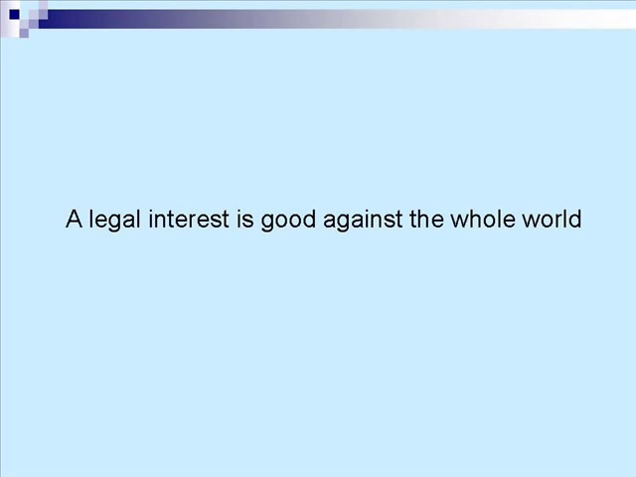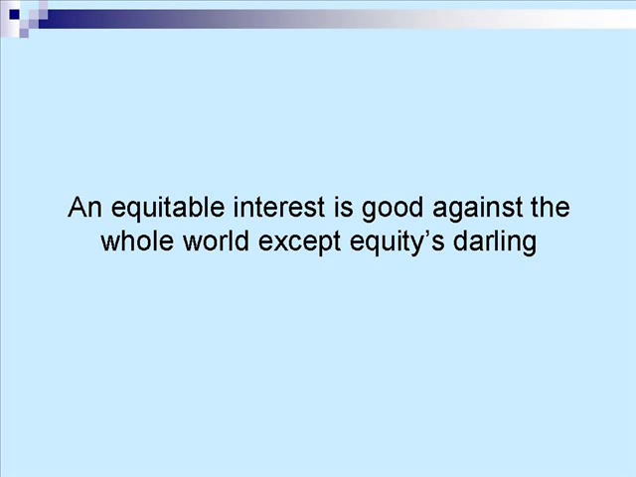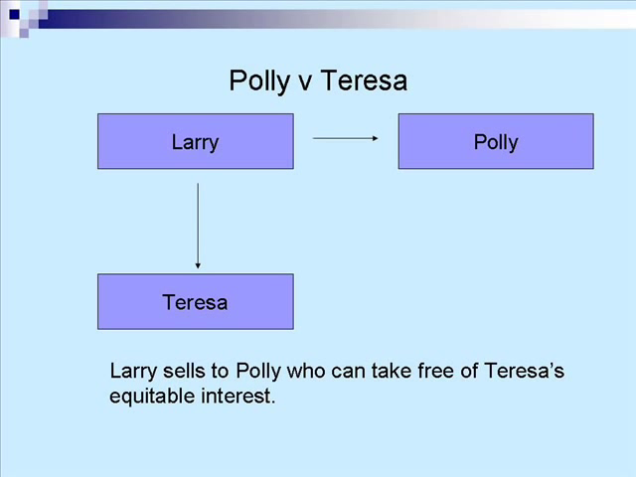The rule is that a legal interest is good against the whole world. That is, if Teresa has a legal lease, then anybody who later acquires an interest in the same piece of land takes it subject to Teresa's legal lease. The rule for equitable interests in land, like Teresa's equitable lease, is that they're good against the whole world, except as against equity's darling. Equity's darling is a bona fide, that's good faith, purchaser for value of a legal interest in land who has no notice of the pre-existing equitable interest. So Teresa's equitable lease is binding on everybody except for equity's darling. And that idea is explained by the next slide.